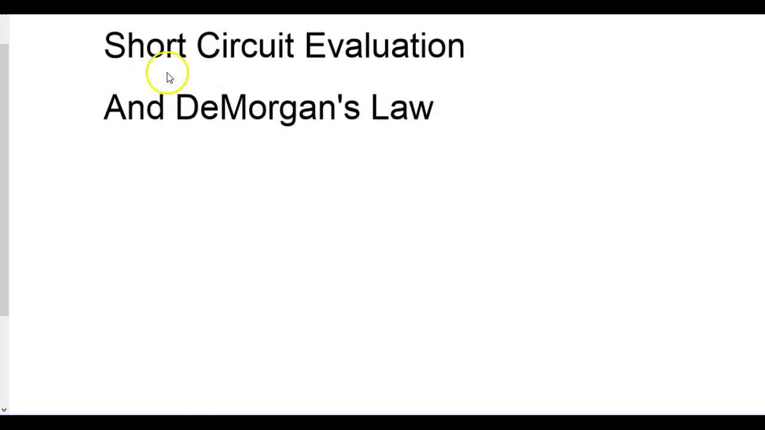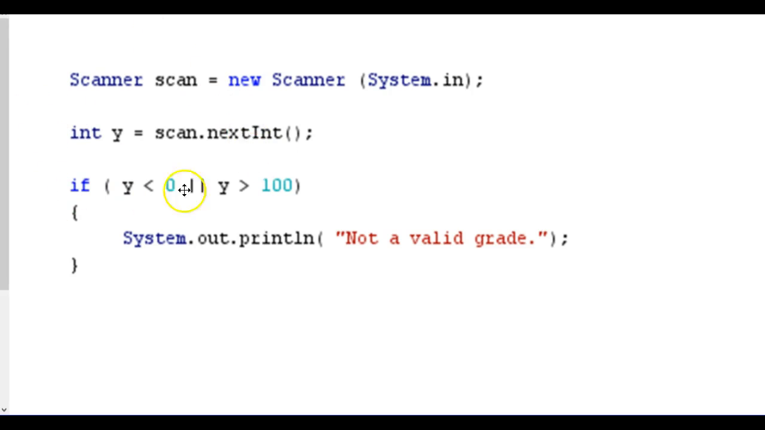So, it was a fantastic movie in the 80s called Short Circuit. Absolutely worth finding on Netflix. Johnny Five, fantastic little robot. But not really what we're interested in today. What we're interested in is the concept of short circuit evaluation. And we're also going to take a look at De Morgan's law. So here's the startup code.